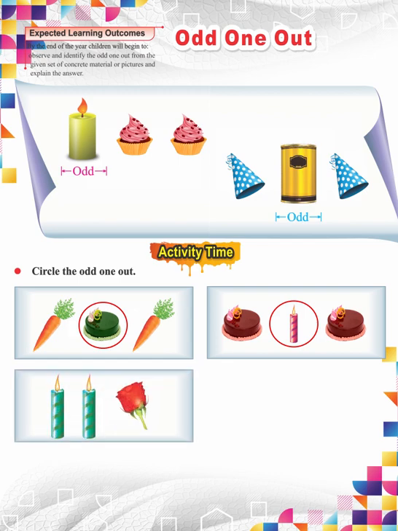In picture 3, you see 2 candles and 1 rose. Rose is odd, so circle the rose.